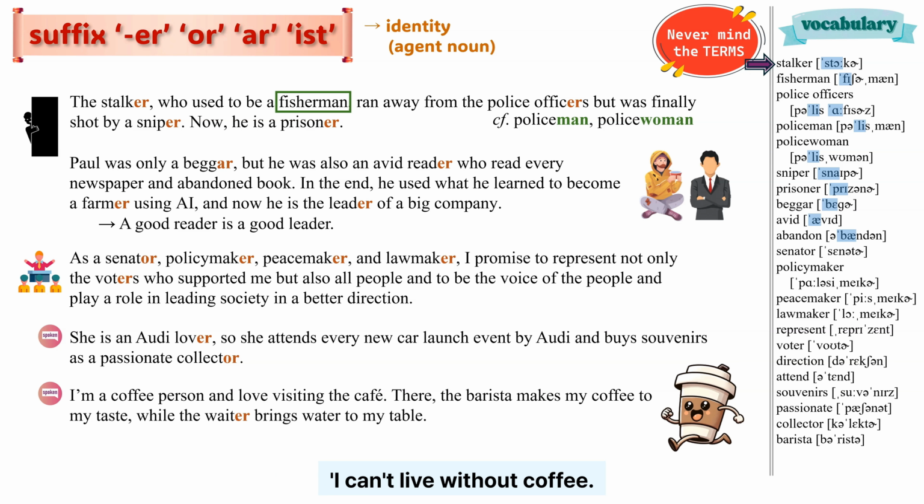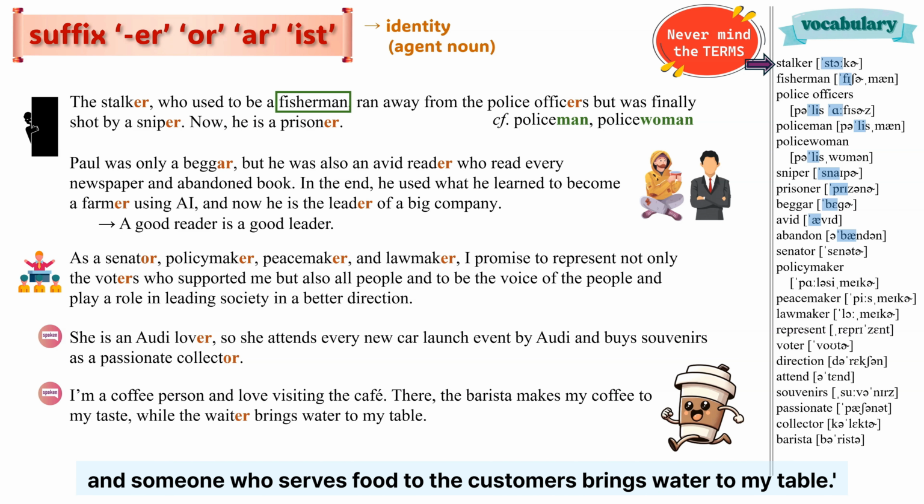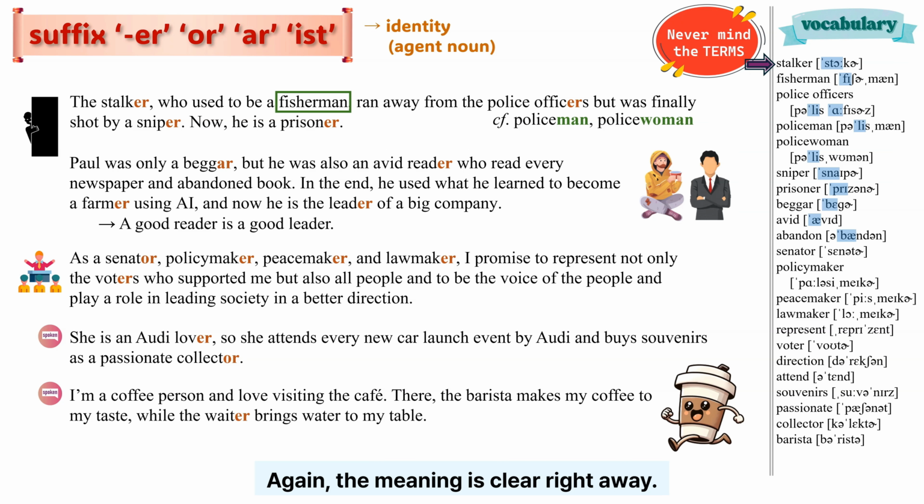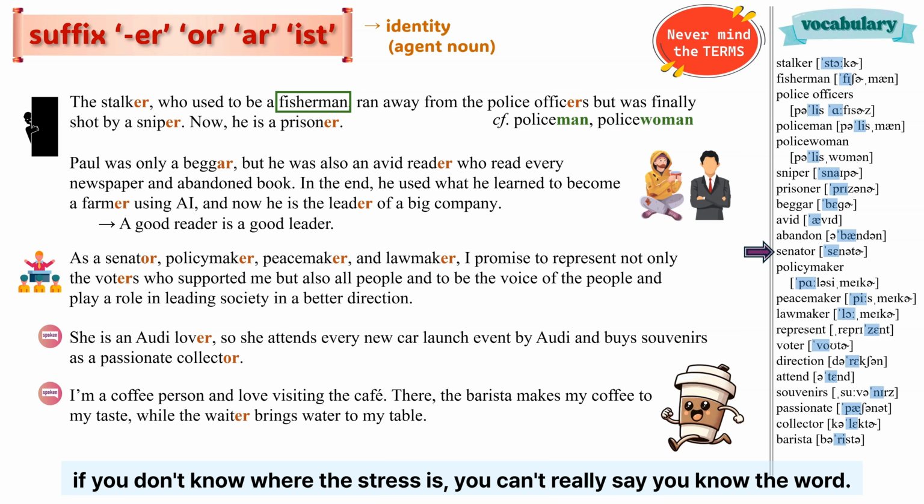I can't live without coffee. I love going to that cafe. When I go, the barista makes my coffee the way I like it, and someone who serves food to the customers brings water to my table. Again, the meaning is clear right away. Now let's check stress and pronunciation. You may already know some of these words, but remember, if you don't know where the stress is, you can't really say you know the word.